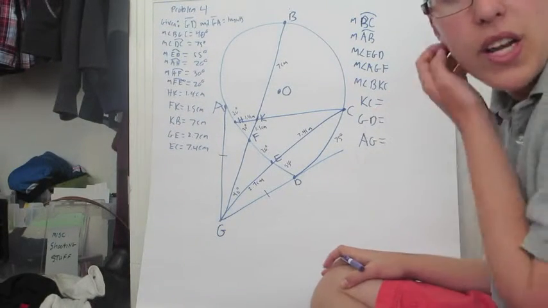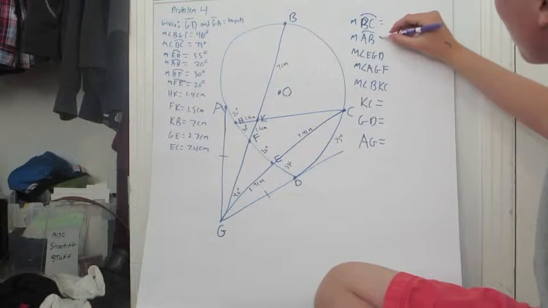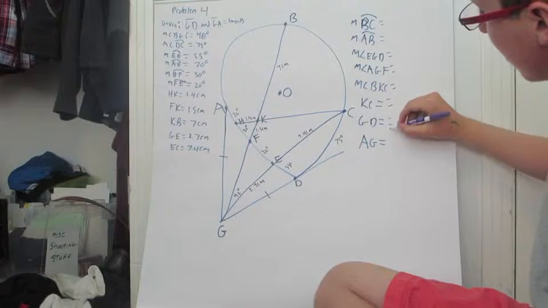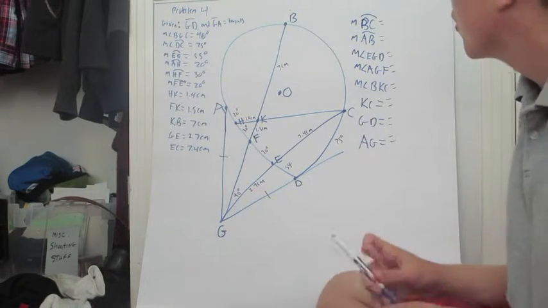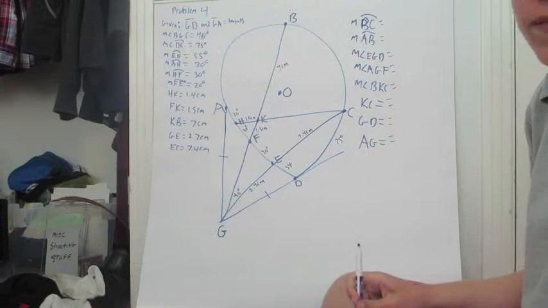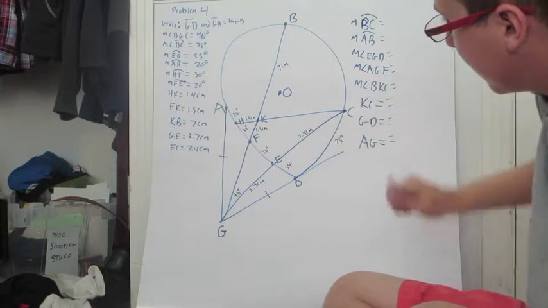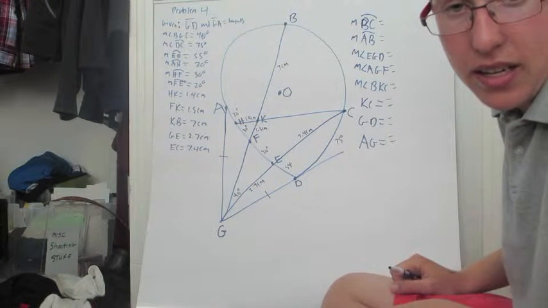So now that we've put in all of our given amounts, we can start by finding out what we need to find. So these are all the measures, arcs, and segments that we need to find. So the first one that we can figure out is the measure of arc BC.